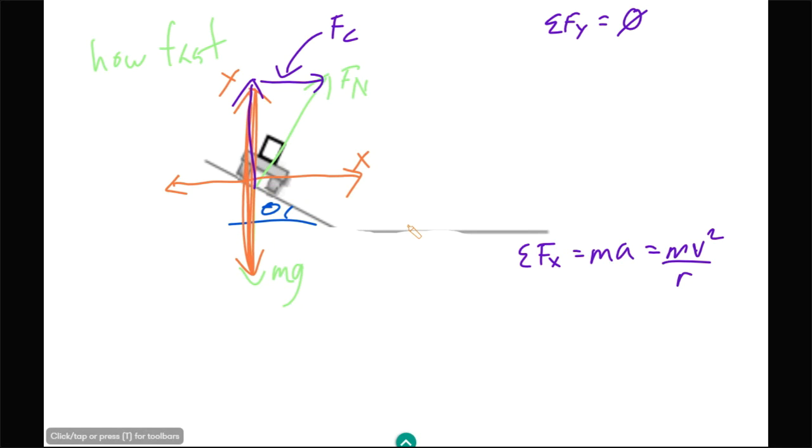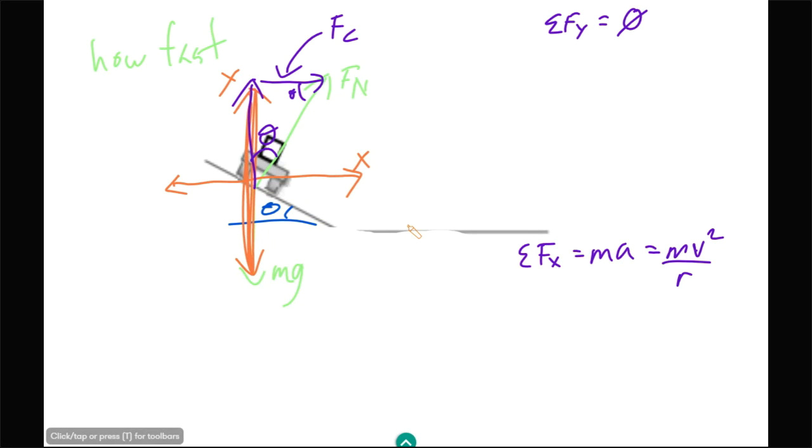Yeah, okay. So we've got our theta. That's not the right theta. Oh, how I hate geometry. That's my theta.